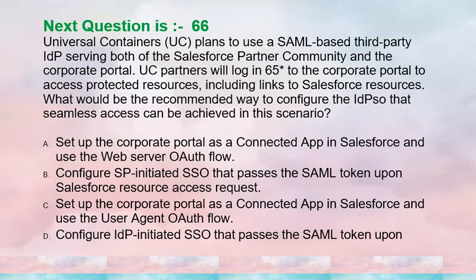Question: Universal Containers (UC) plans to use a SAML-based third-party IDP serving both the Salesforce partner community and the corporate portal. UC partners will log in to the corporate portal to access protected resources, including links to Salesforce resources. What would be the recommended way to configure the IDP so that seamless access can be achieved in this scenario?